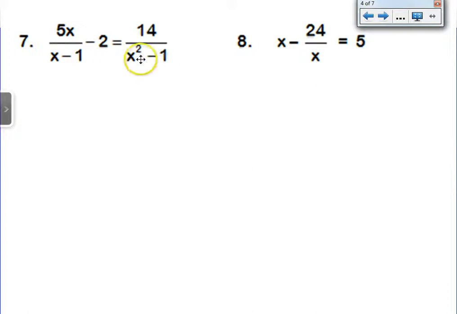Okay, our next example, we need to realize that x squared minus 1 is really x plus 1 times x minus 1. So when I multiply through by what would have been my common denominator, that's an x plus 1 and an x minus 1.